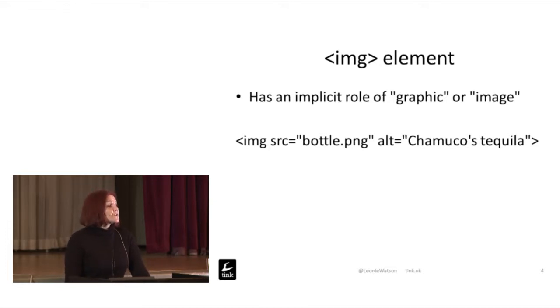So for the example that's on screen now, a screen reader would just announce this is a graphic, and then it would announce the alt text, Chimuco's tequila. And it makes that information available to the user, so the user knows what kind of content they're accessing.